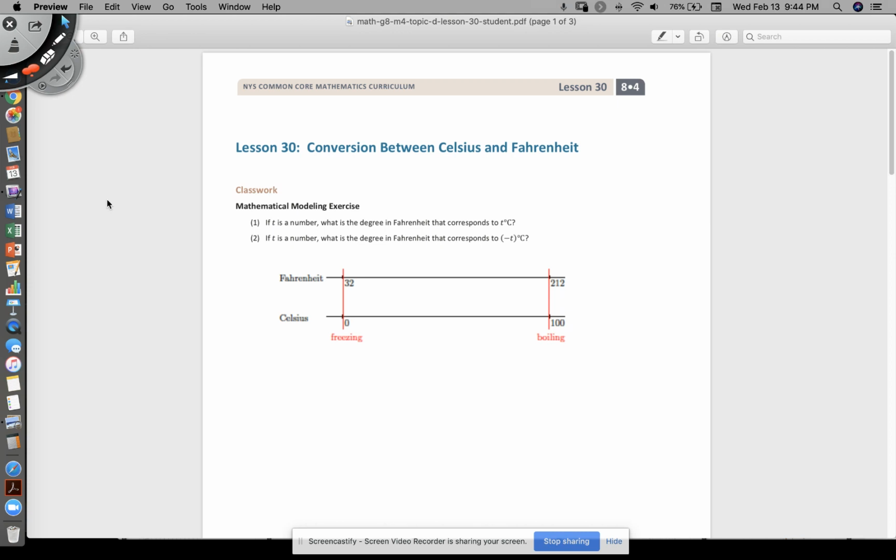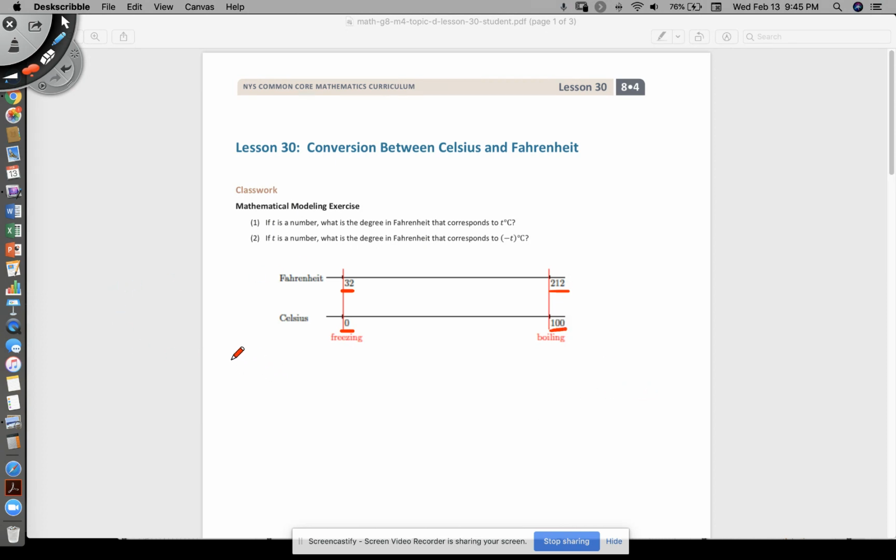Okay, this one is 8th grade, Module 4, Lesson 30. This is on converting between Celsius and Fahrenheit. Now, as you all know, we use Fahrenheit as our typical measurement of temperature. But when you're converting with Celsius, you'll know that when we have 32 degrees outside, that's freezing. For Celsius, that's 0. When it's 212 degrees, we are boiling. And in Celsius, 100 degrees is boiling.